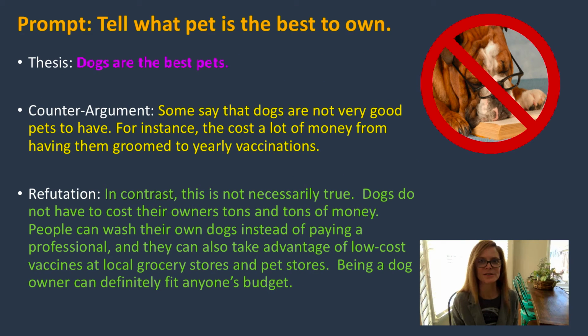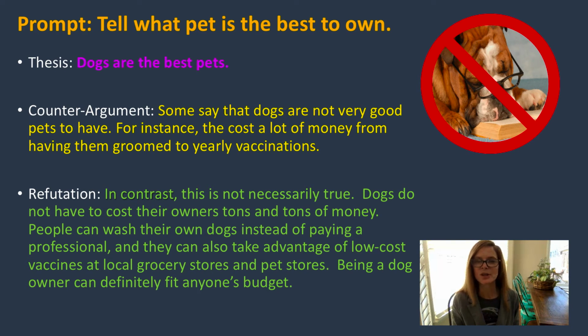Let's take a look at this with a different example, kind of like the one that I showed you for fact or interpretation. The prompt is still, tell what pet is best to own. Your thesis, dogs are the best pet. Now, here's a counter-argument. The counter-argument, remember, is the opposite point of view. It would sound something like this. Some say that dogs are not very good pets to have. For instance, they cost a lot of money from having them groomed to yearly vaccinations.